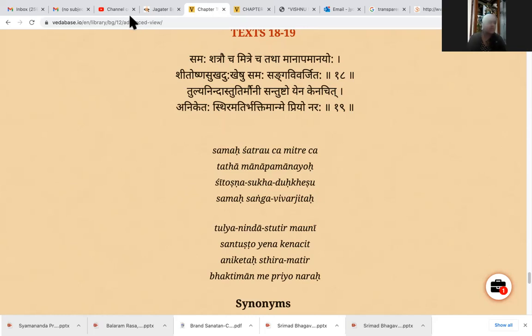Pamanayo sitoshna sukha dukheshu sama sanga vivarjitaha. Very nice, Guruji. Actually, I couldn't catch the first few words. Could you recite that again, please? Sama shatrocha mitrecha tatha manapamanayo sitoshna sukha dukheshu sama sanga vivarjitaha. Very nice, Guruji. Very nice. Thank you so much. Hari Bol, Hari Bol.